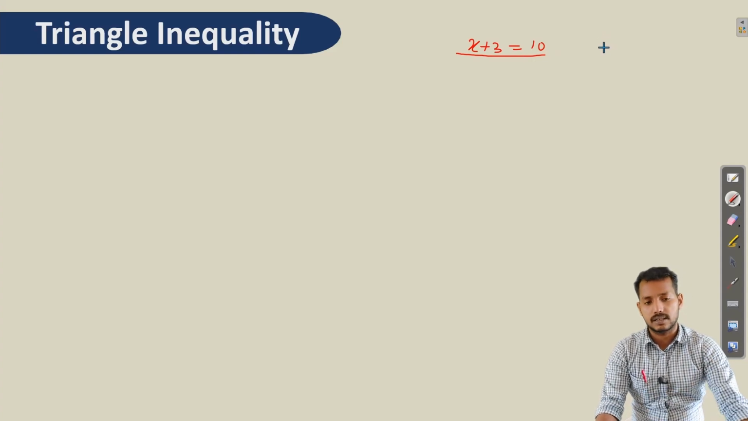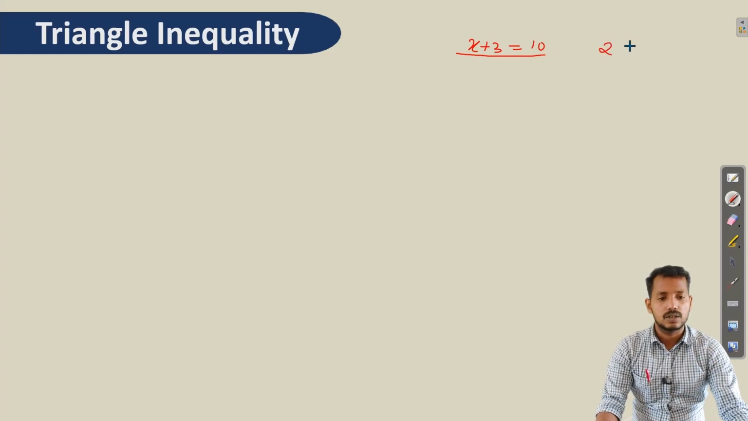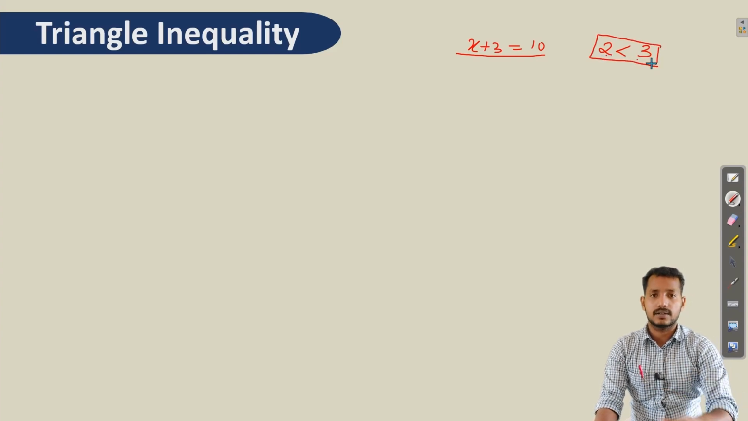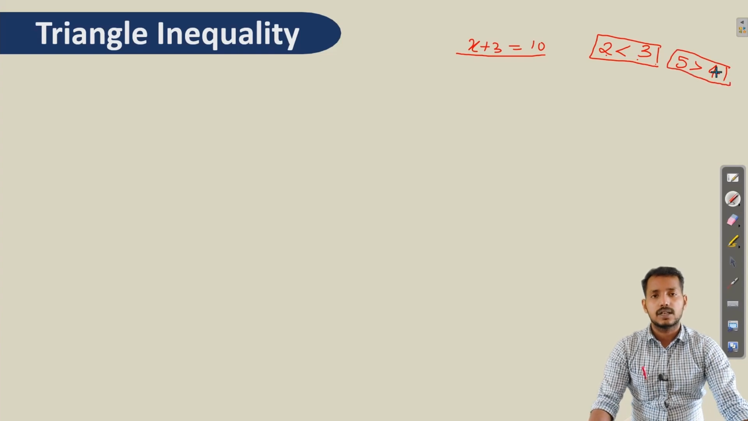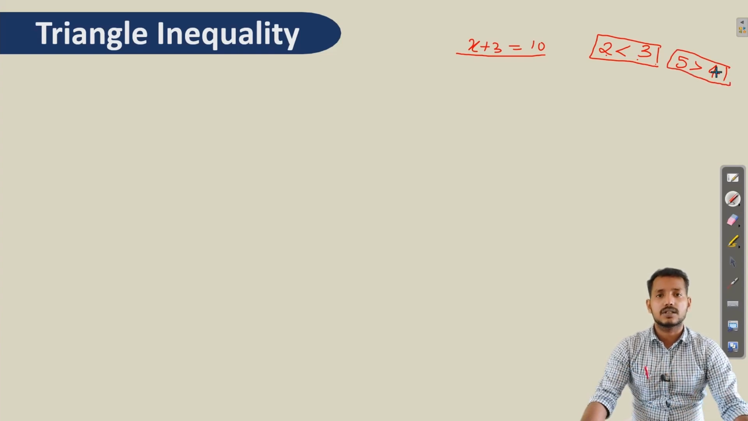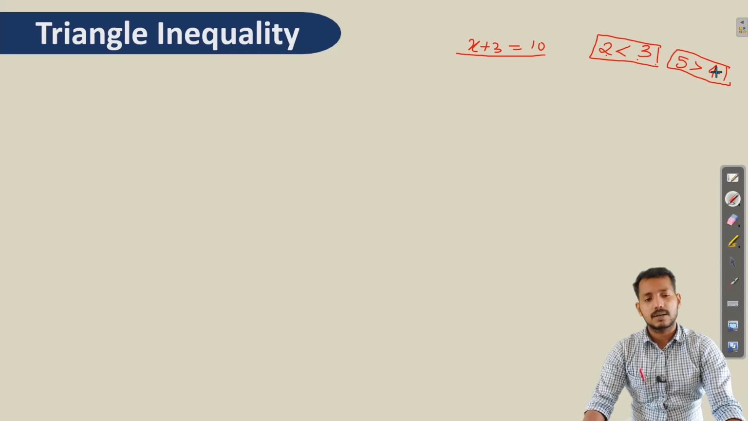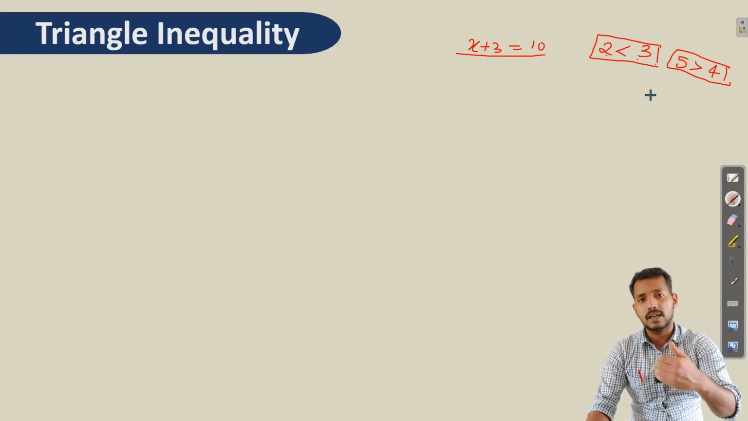less than or greater than. For example, we can say that 2 is less than 3. This is an inequality. Similarly, we can write 5 is greater than 4. This is also an inequality. That means both sides of the expression are not equal. So such types of expressions are called inequalities.